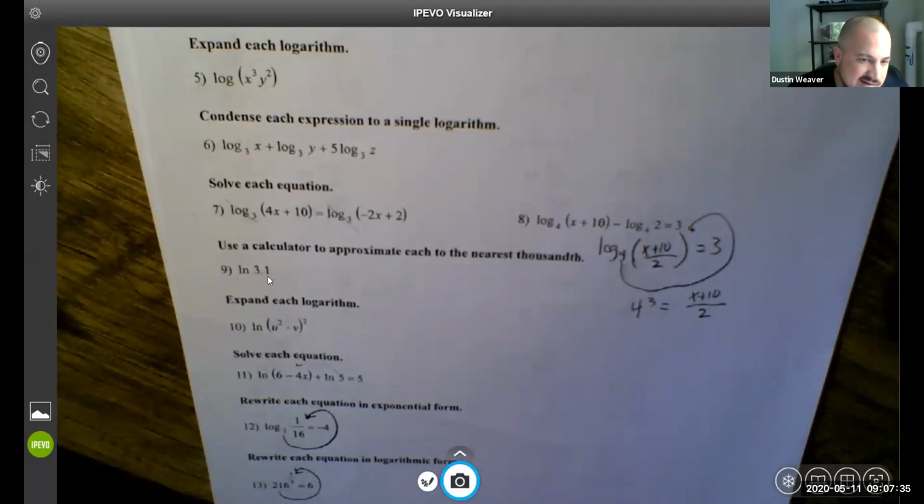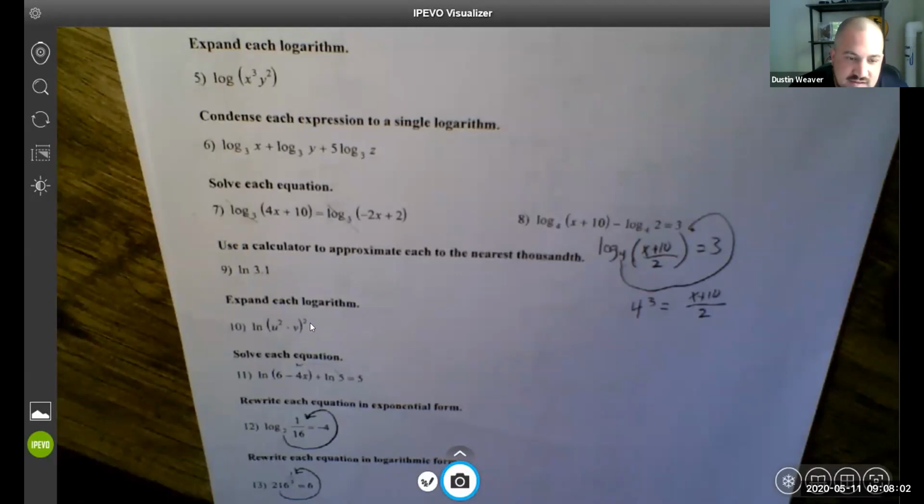Number 9, ln of 3.1. You would just type directly in your calculator. You hit the ln button and 3.1. Expanding, you want to multiply that number into both things. And then if it's multiplication, you want to change it to addition. Solving, since this is addition, you want to multiply these two things together, then do the swoosh method. When you're changing an ln, it's going to change to e, right, when you do the swoosh method.